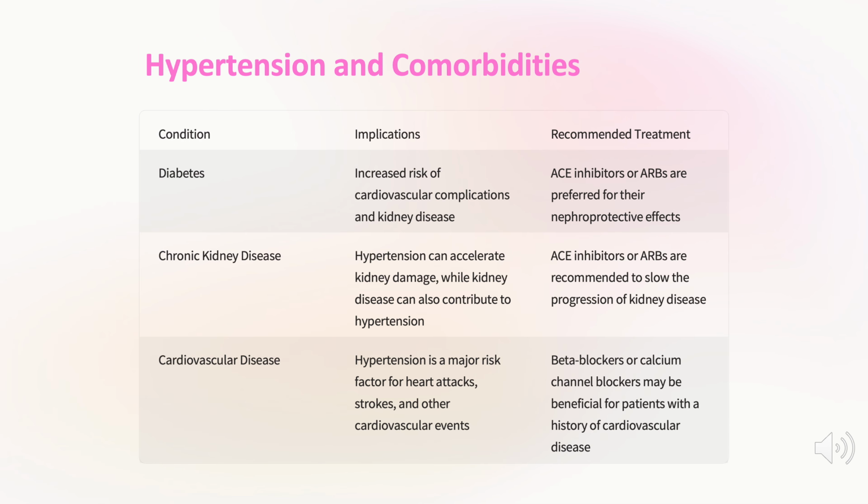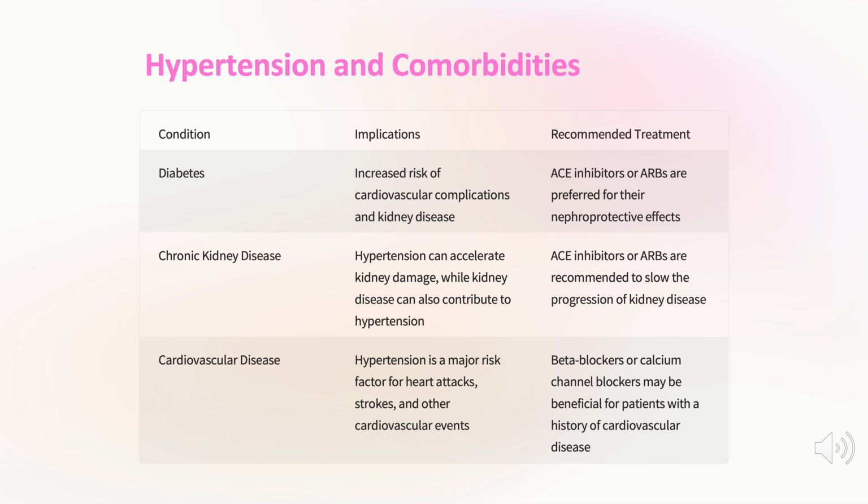Let's explore the intersection of hypertension with various comorbidities and their implications for treatment. Starting with diabetes, individuals with hypertension face an increased risk of cardiovascular complications and kidney disease. To address this, ACE inhibitors or ARBs are preferred for their nephroprotective effects, helping to mitigate these risks. Moving on to chronic kidney disease, the relationship between hypertension and kidney health is bidirectional. Hypertension can accelerate kidney damage, while kidney disease can also contribute to hypertension. Here, ACE inhibitors or ARBs are recommended to slow the progression of kidney disease and manage hypertension effectively.